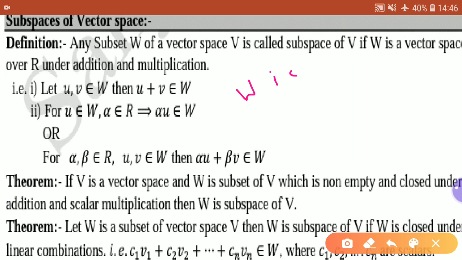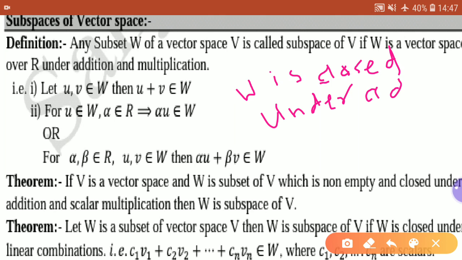The first operation, addition: W is closed under addition. It means for any two U and V belonging to W, U plus V also belongs to W.